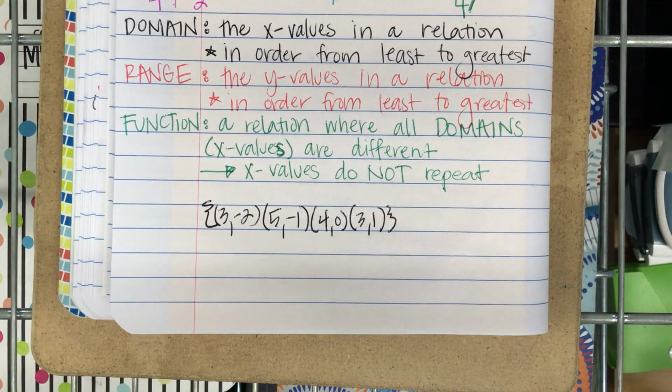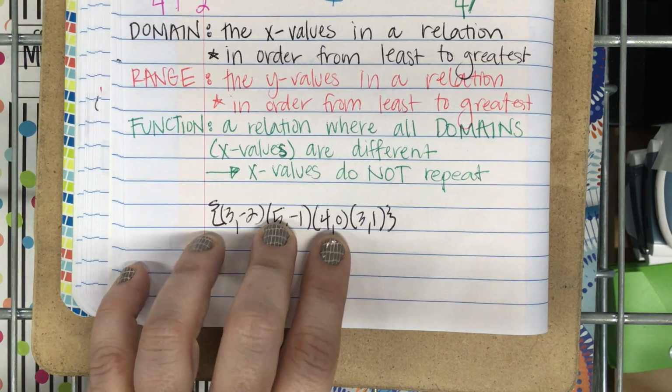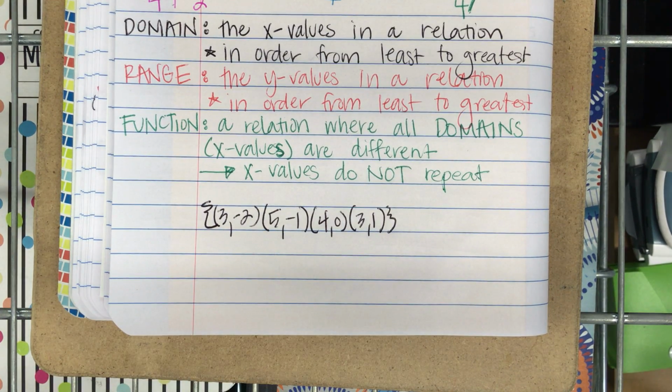All right, here's a relation. Do you agree that that's a relation? Why is it a relation? Because there are brackets holding together these ordered pairs. Let's just fill in the space around. It'll be a little smushy, but it'll be okay.